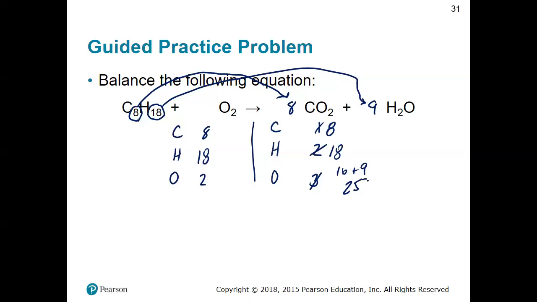Now, this is where we're going to run into a little bit of trouble. Because the only thing left to balance is the oxygen. And I need 25 oxygens on this side of the equation. But every oxygen molecule gives me 2. So how do I make an odd number out of evens?